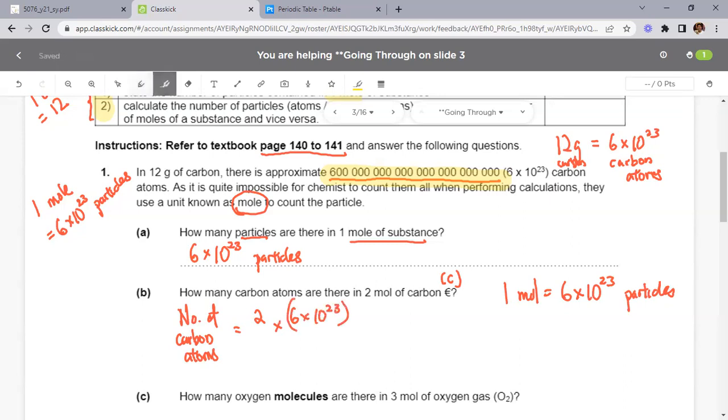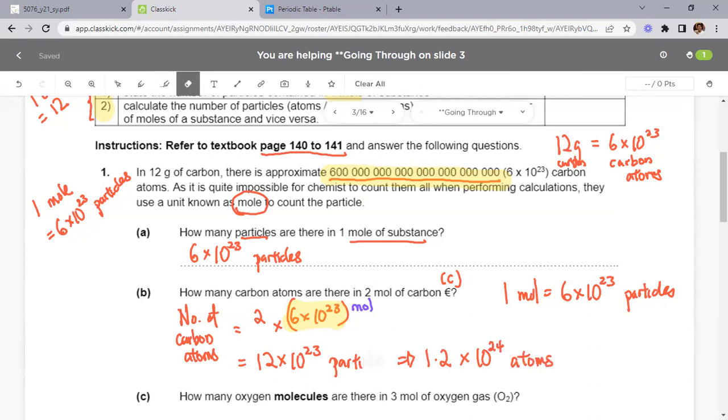So we can see 2 moles. Instead of writing the word mole, I write 6 times 10 to the power 23. So therefore, my final answer will be 12 times 10 to the power 23 particles. Now, because you're writing in standard form, sometimes you will realize that people will not write 12. Instead, they'll write 1.2 times 10 to the power 24. Okay, atoms. Sorry, this is not only particles, this will be atoms.